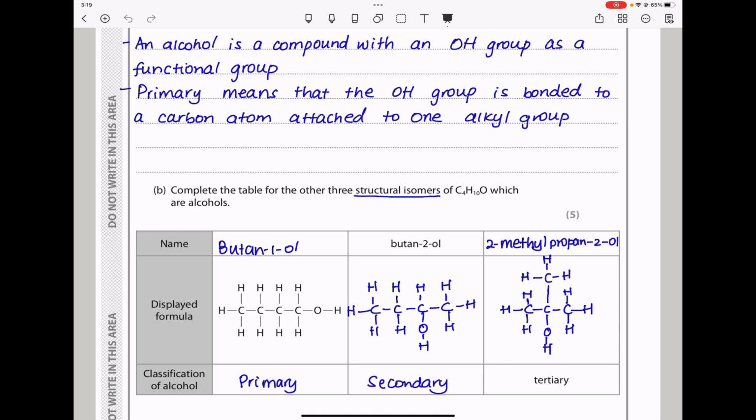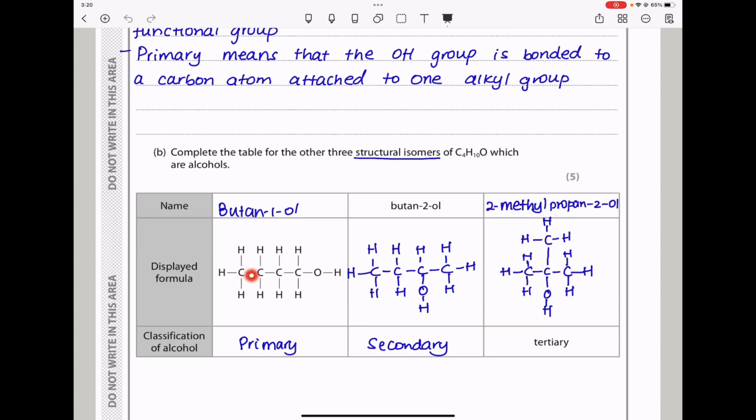In part B, complete the table for the other three structural isomers of C₄H₁₀O, which are alcohols. So we were given this, which is going to be butan-1-ol. For butan-2-ol, it's going to be that, and the tertiary is going to be 2-methylpropan-2-ol, which is this. We know this is secondary, and this is going to be primary.